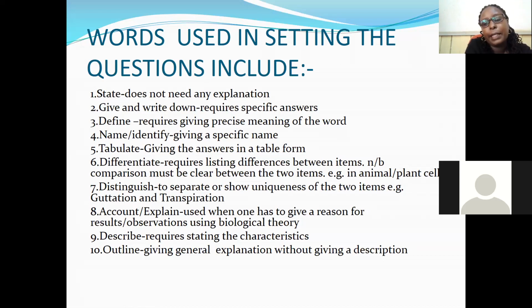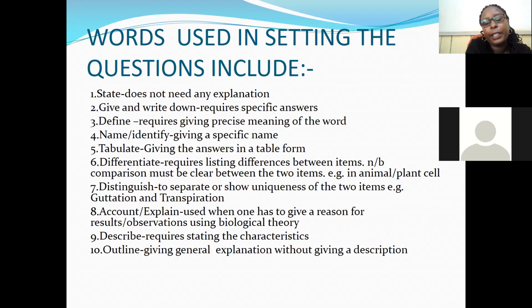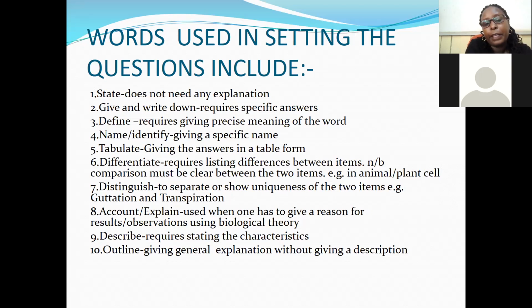Another word we use is define. For example, if you have been told to define the term respiration, the learner is required to give the precise meaning of the word. Another word we also use is to name or to identify. That also applies in cases where we have diagrams, or even questions which start with name, not necessarily in diagram form. In such a case, you only give a specific name. If it is in a diagram and you've been told to name the parts, you just give the specific name of that part.